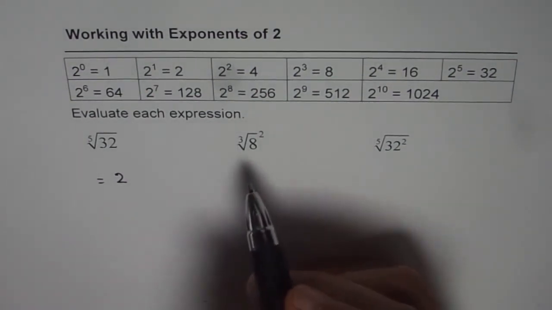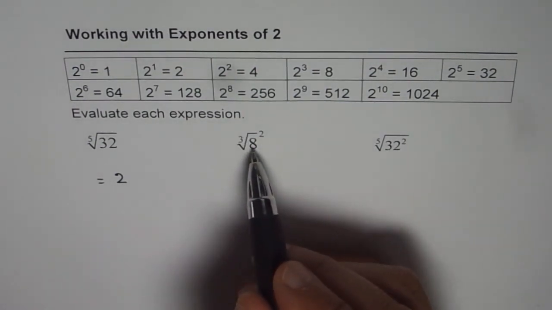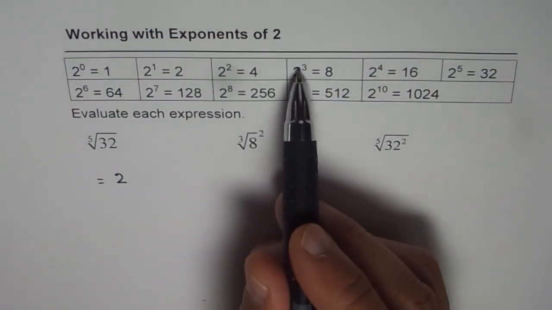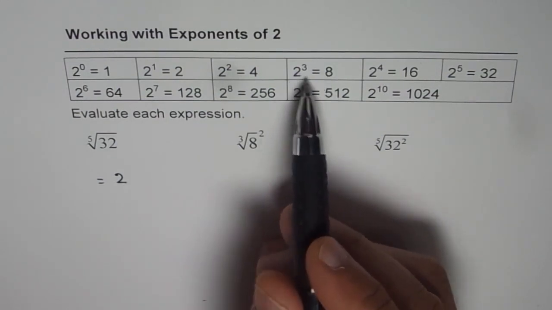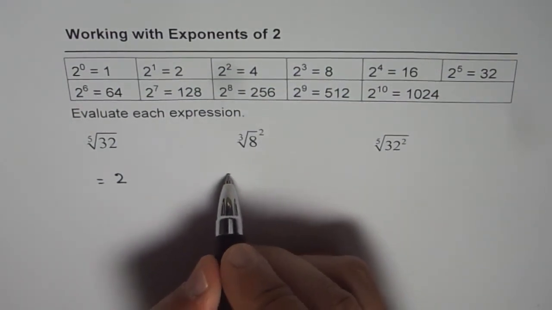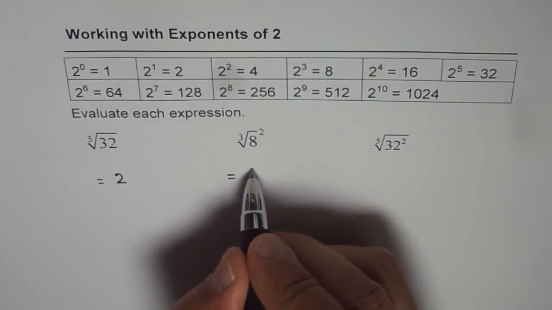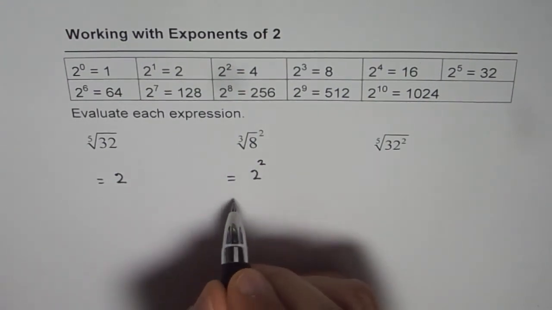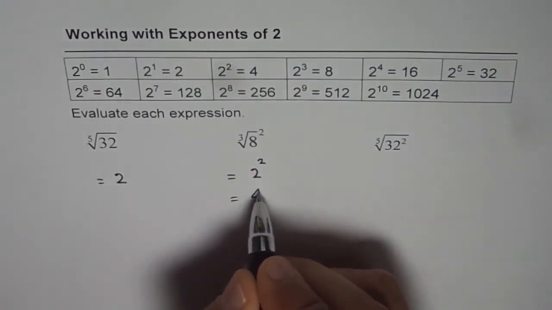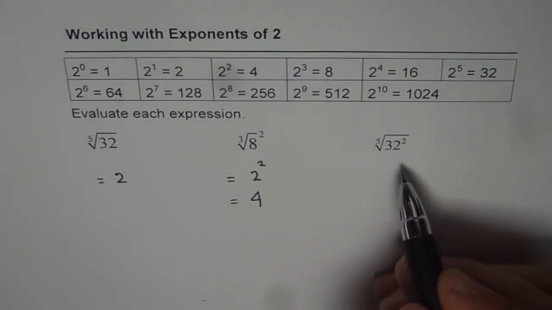Now the next one is the cube root of 8 and then squared. Now the cube root of 8 is 2. 2 cubed is 8, right? 2 cubed is 8. Cube root of 8 is 2. So we can do it in 2 steps. First we do the cube root of 8, which is 2, and then we square it. Okay, so 2 squared is 4. So we get the answer as 4. You get the idea. Now let's combine these 2 steps and solve the next question.